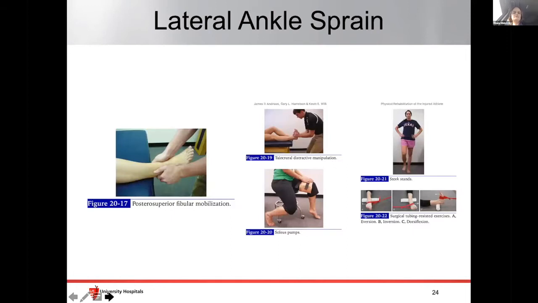These are just some pictures from Dr. Andrews' rehabilitation book, showing the fibular mobilization to move the ankle up and down. The second picture at the top center is a distraction maneuver to help improve dorsiflexion. There are some soleus pumps and some TheraBand pictures. The key to really strengthening the peroneus brevis is to have the foot plantar flexed as you evert. That really isolates the brevis best. If you have the patient do it dorsiflexed, you're just going to mostly activate the anterior tibialis tendon instead. So you really have to have that plantar flexed position.